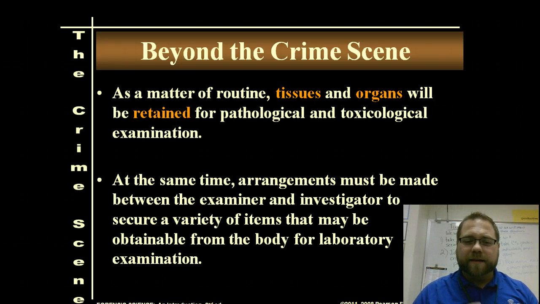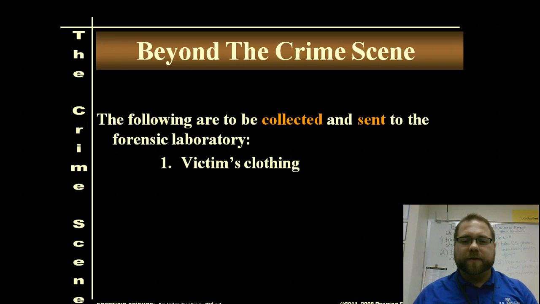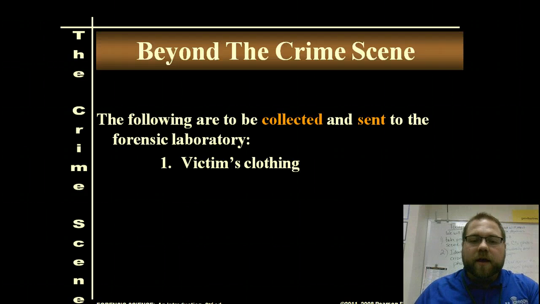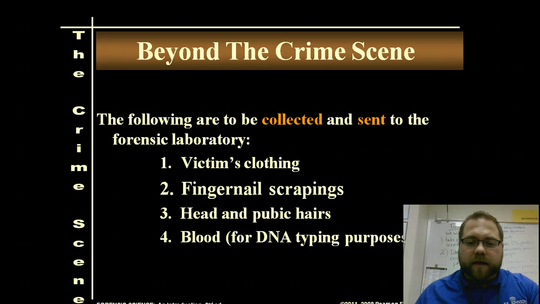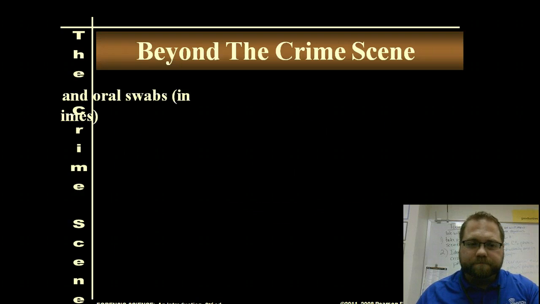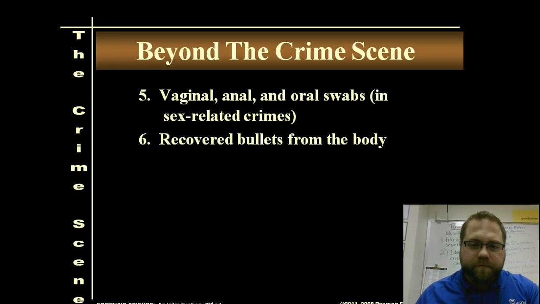At the same time, that examiner is going to figure out a variety of items that they're going to obtain from the body for their examination. So here are some of the following things that they need. Okay, you need the victim's clothing at the time of death, fingernail scrapings, yuck, head and pubic hairs, blood. This is for DNA typing purposes, so they know whose blood is whose at a crime scene. Vaginal, anal, or oral swabs. This is specifically for a sex-related crime if there was a rape involved.